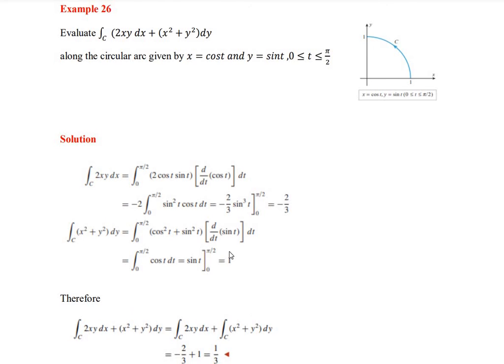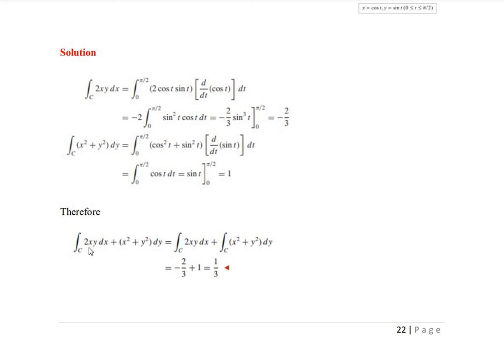Therefore the whole integral over C of 2xy dx plus (x square plus y square) dy, you can split this one using that property: the integral over C of 2xy dx plus the integral over C of (x square plus y square) dy. So substitute, you will get 1 by 3.